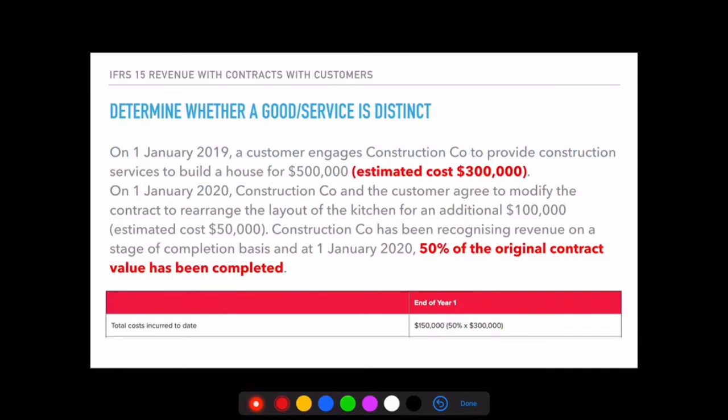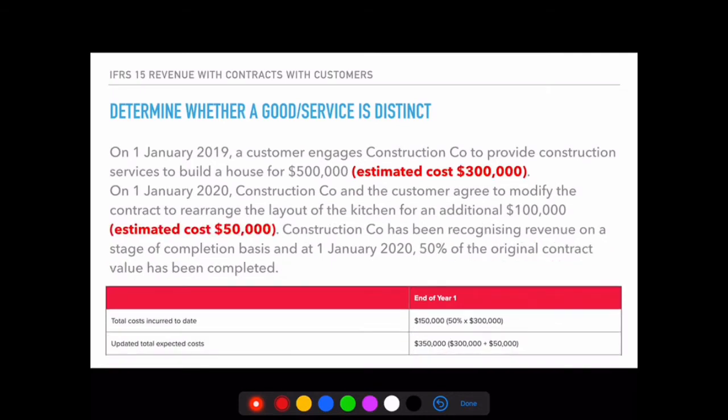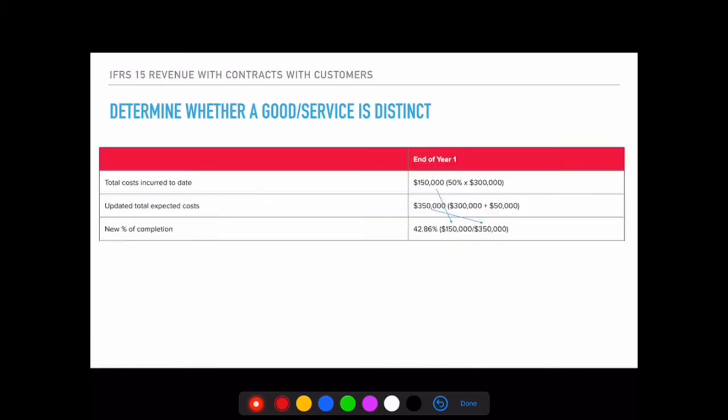So the cost incurred to date is $150,000 because 50% of the original contract has already been completed, and the cost of the house is $300,000. The updated total expected cost is now increased to $350,000, which is from $300,000 of the original contract plus $50,000 for the new kitchen. Now we have to calculate the new percentage of completion by using the new total expected cost since it's no longer 50%.